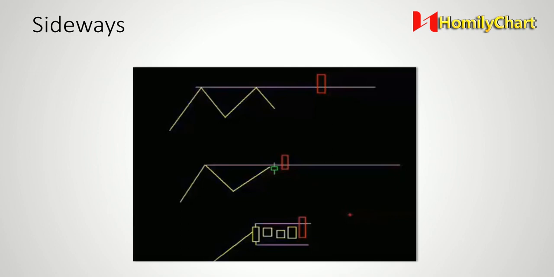The second one. The price goes up, then down. Up, then this candlestick goes up and breaks out. This creates a new high. This is the second one. The third one, up, then sideways, then up again. So if you see these three patterns, which pattern do you prefer?